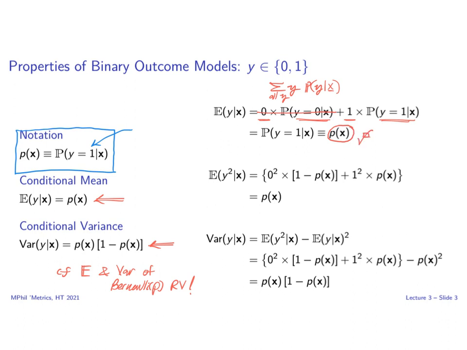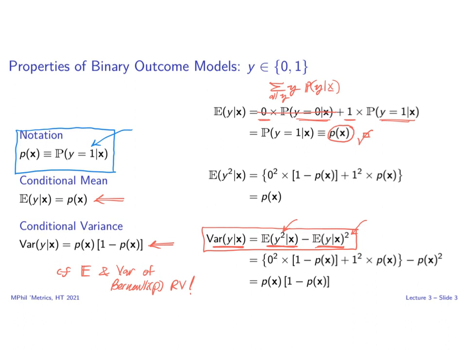To calculate the conditional variance, we will use a well-known result about variances, namely that a variance is equal to the difference of the expectation of the random variable squared minus the expected value of the random variable quantity squared. Since we've already calculated the conditional expectation of y given x, all that remains for us to calculate is the conditional expectation of y squared given x in order for us to calculate the conditional variance.